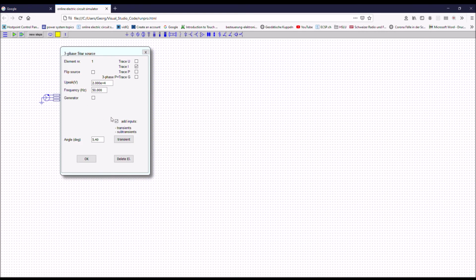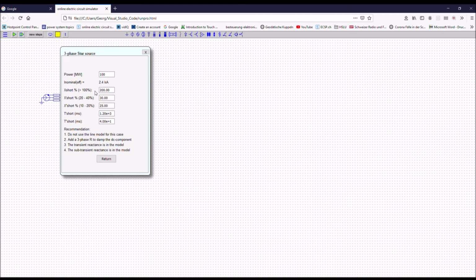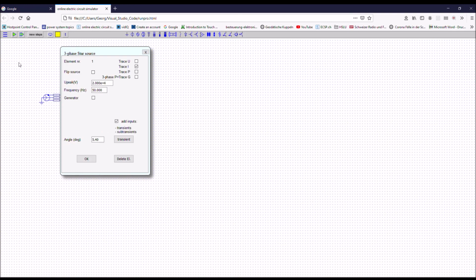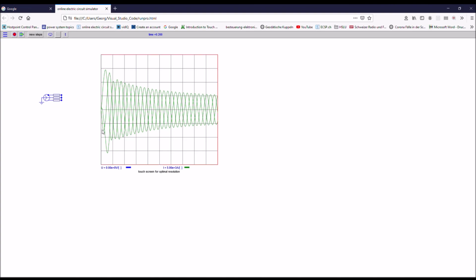You can also roughly model the transient subtransient behavior of a generator. As long as the generator tick box is off, you get access to this transient and subtransient, where you have to input the power of the machine, three-phase, and then in percentage P values you have to add these ones, and then you can run such a simulation and you get the transient short circuit currents.